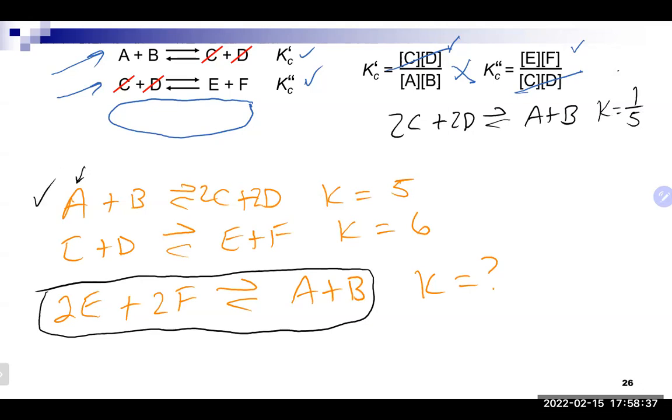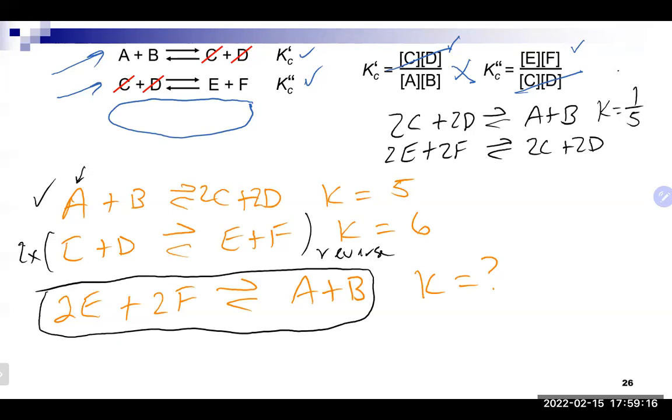When I look at the next equation, I see that in this case the E and the F are also on the wrong side, which means I need to reverse it. In addition, I need how many E's and F's? I need 2, which means in addition to reversing it, I also have to multiply it by 2. So when I do that, that gives me 2E plus 2F, reversing it and multiplying it by 2, goes to 2C plus 2D.